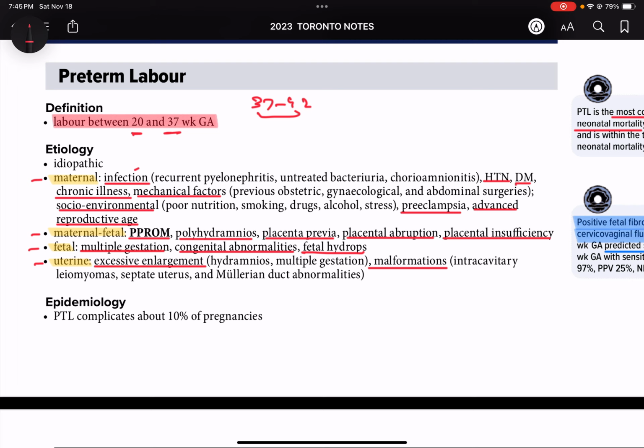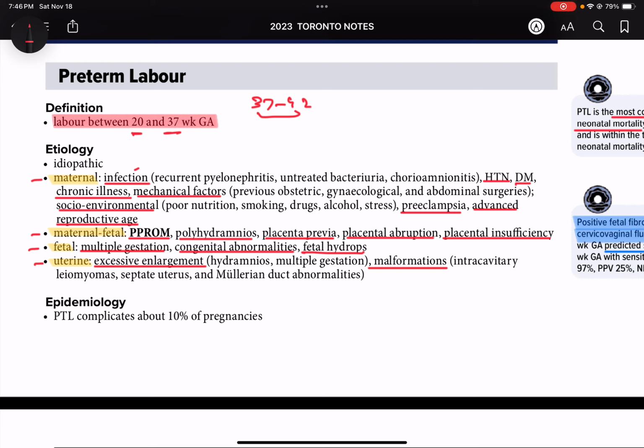So that might be a mechanical factor which might induce labor earlier. And in maternal-fetal causes, there would be PPROM, which is preterm pre-labor rupture of membranes. So rupture of membranes might lead to labor, polyhydramnios, placenta attached at the wrong location, which is placenta previa, placental abruption, as we studied in our previous topic, where the placenta detaches earlier, and placental insufficiency. Any of these might cause preterm labor. And then fetal causes: multiple gestation, some congenital abnormalities, or fetal hydrops.